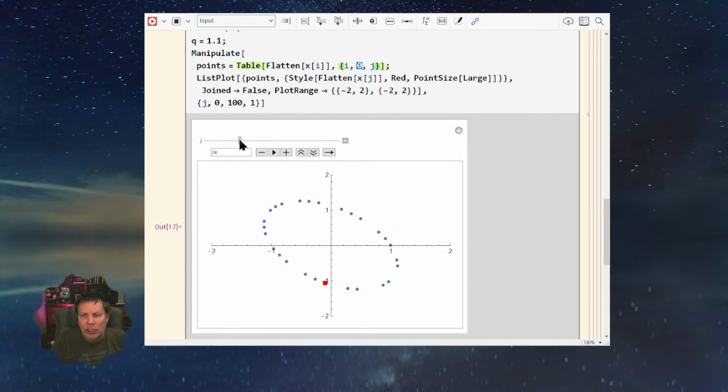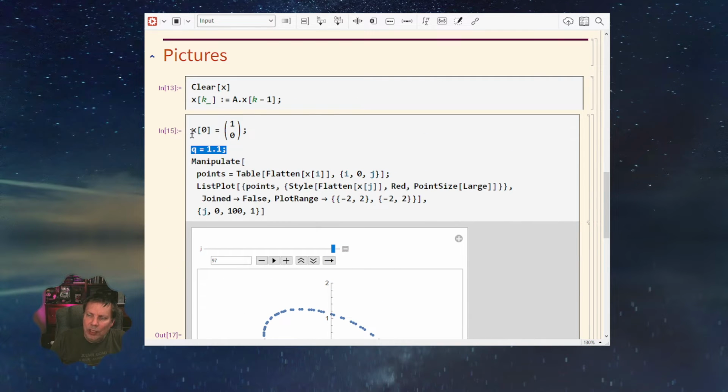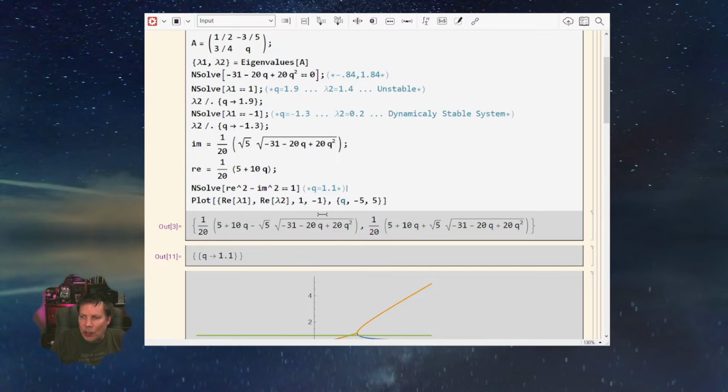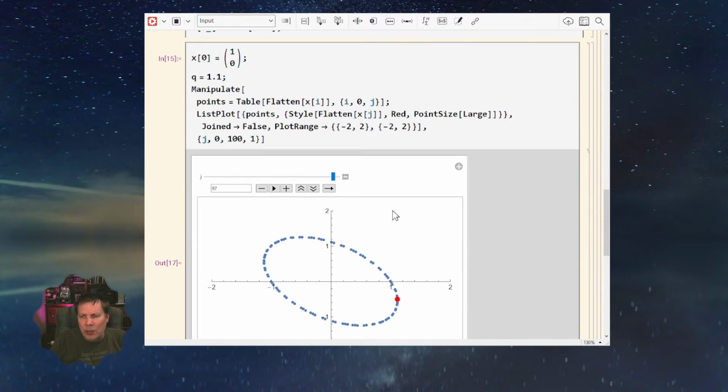If I let J increase, so right now I have 26 points, you see that with a Q of 1.1, we're getting a system that's dynamically stable here. And that's what we agreed with up top: if I had this 1.1, I had a dynamically stable system. I didn't write that here, but when we did this, we got eigenvalues both with norm equal to 1, or modulus 1, or length 1, or absolute value 1, however you want to put it. So this is what we got when we had this dynamically stable system.